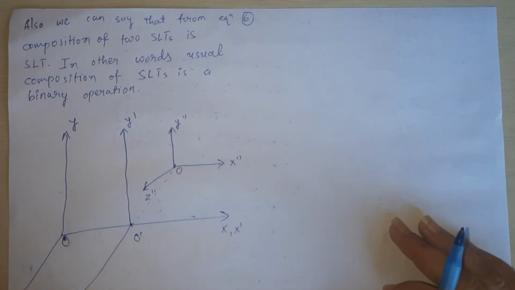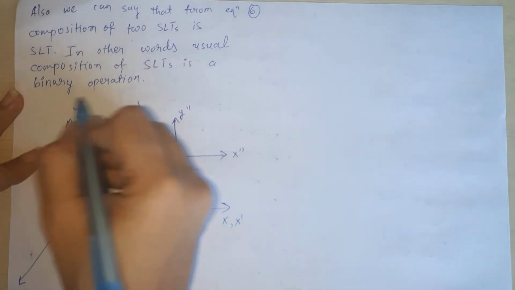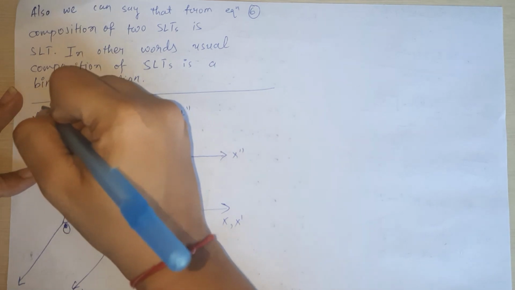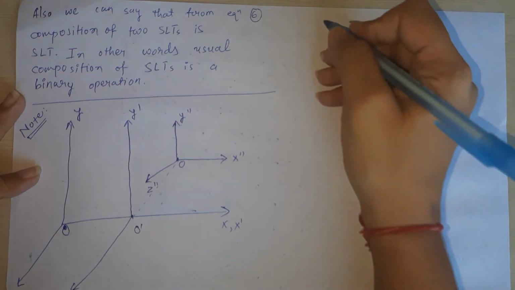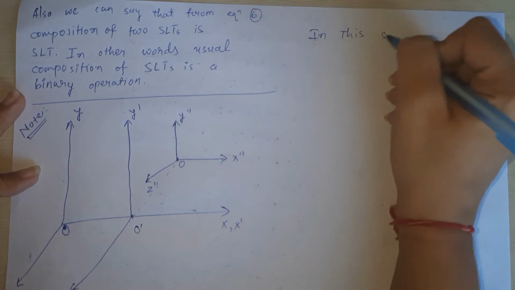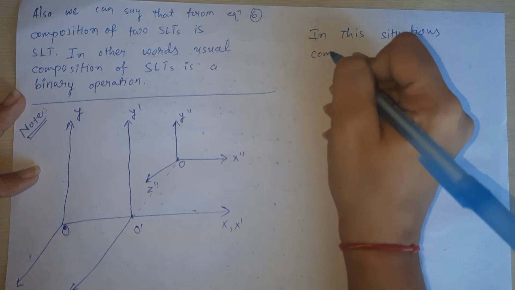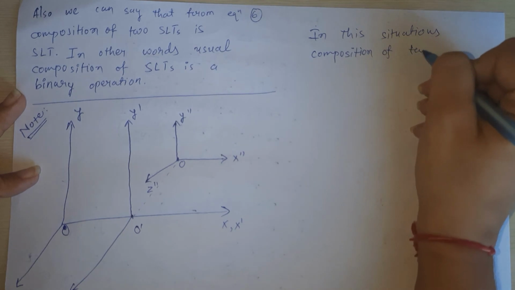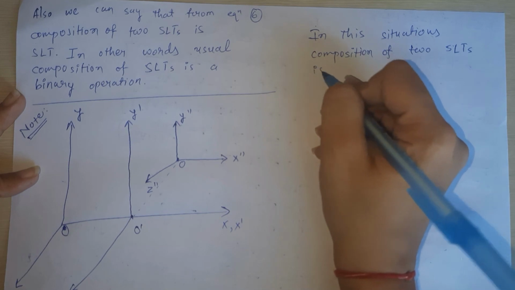In this situation the composition of two SLTs will not become SLT. This is just for our information, so don't consider this with this formula. In this situation, the composition of two SLTs is not SLT.